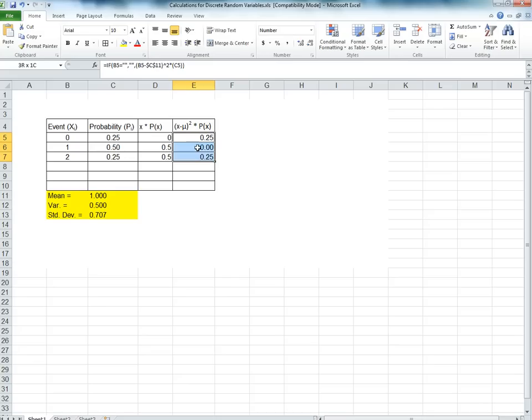Then to get the variance, we sum these 3, and that is what I do down here to get the variance. To get the standard deviation, I just take the square root of this value up here. This is the function in Excel to get the square root of a value. This is a really nice way. Excel is a great tool, and it's very effective when you're trying to calculate the mean, the variance, and the standard deviation of a discrete random variable.